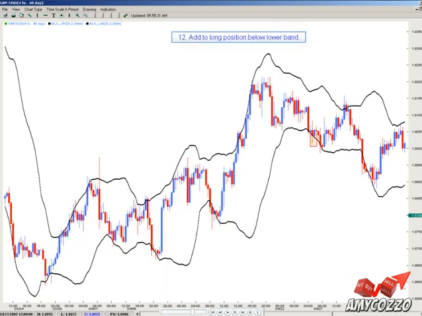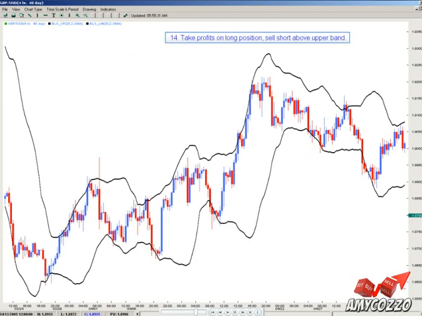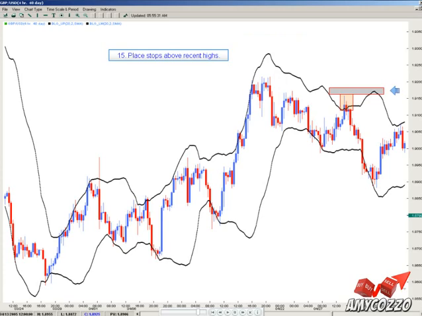At this point, we can actually add to the long trade as the market forms a higher low. Protective stops for the entire trade must be adjusted accordingly and placed below the recent lows. The market now breaks above the upper band, but fails to trade at a new high. We now have a great signal to take profits and initiate a short position with stops above the recent highs.